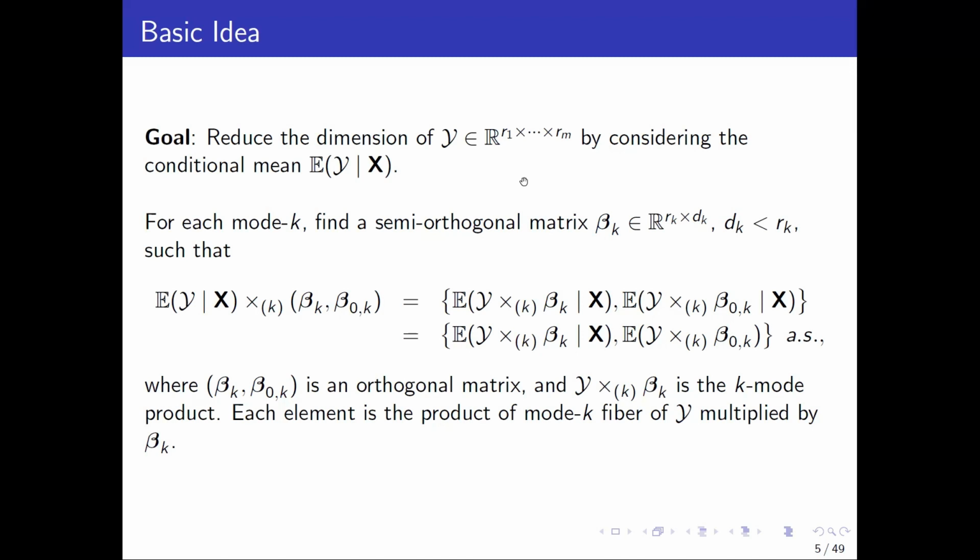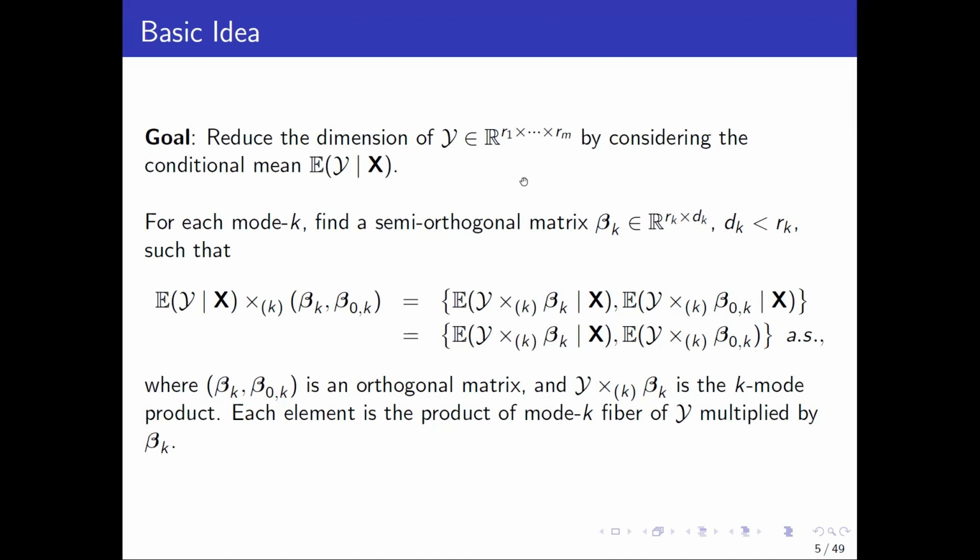Then if this holds, I can just focus on the first component, which has a low dimensional response. And this is the main part that carries the regression information. So in this way, I will be able to achieve the dimension reduction.